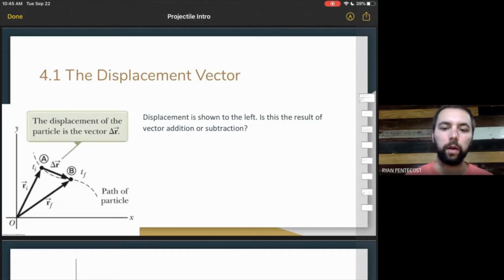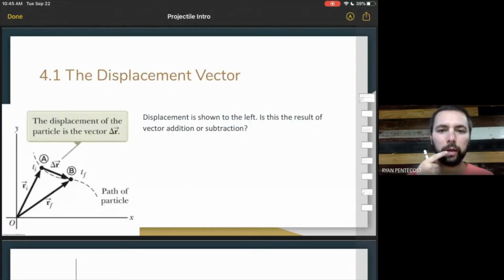Okay, so we went over this a little bit in chapter 3, but we wanted to hit on this again just to make sure that we had this perfectly understood. So you can see on the screen the displacement of the particle is the vector delta r, right? Displacement is delta r, delta x, delta s, however you want to use that variable. But the displacement is shown there. Is this the result of vector addition or vector subtraction?